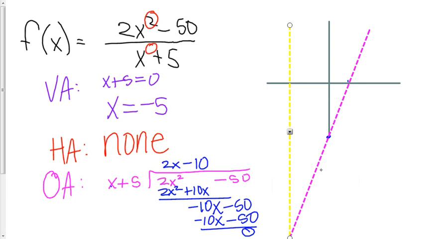Now then, the other parts of this we should find would be the y-intercept. If you substitute a 0 in here and a 0 in there, 0 plus 5 is 5. And in the numerator, it's a negative 50, which means negative 10 would be our y-intercept. So here.